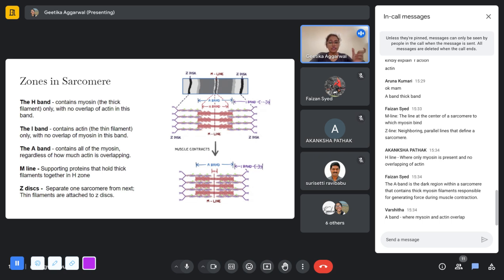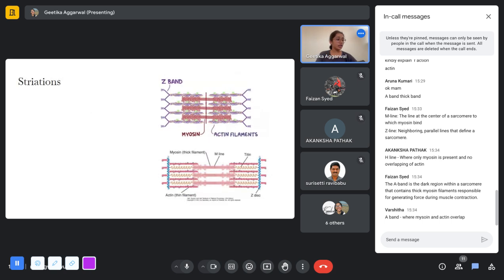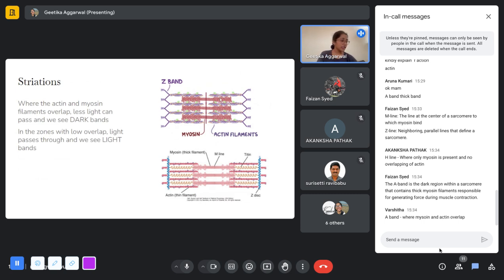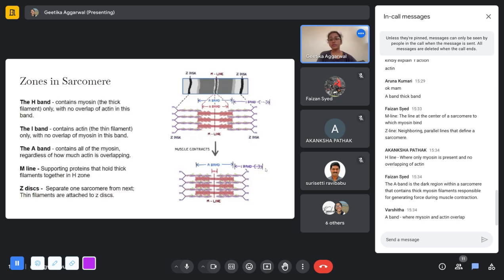M line, as you said, is the supporting protein in the center that holds these myosin filaments together, and the Z discs are the ones that separate one sarcomere from the next. And to the Z discs, basically, these different filaments are attached, the actins are attached, and the myosins are attached with the help of that titin molecule. You would have seen that in the previous. Here you can see there is this titin molecule that attaches the myosin to the Z lines. Okay, so these are the different zones basically in a sarcomere.